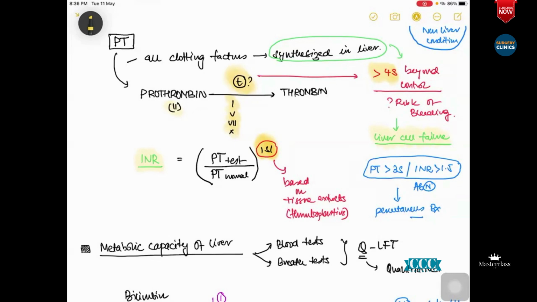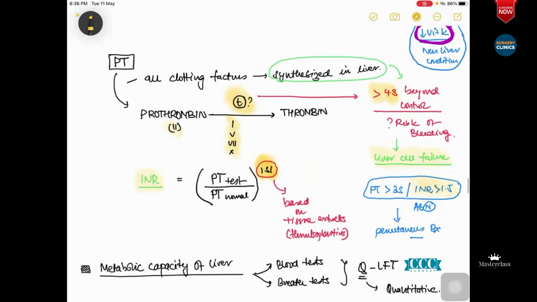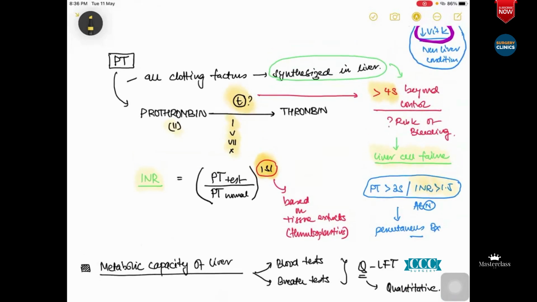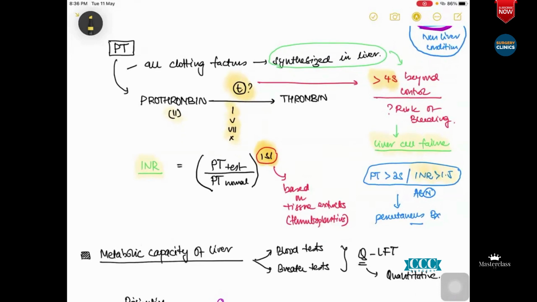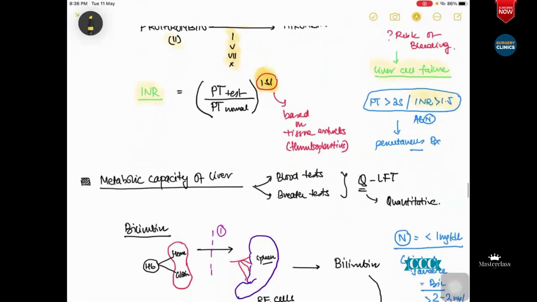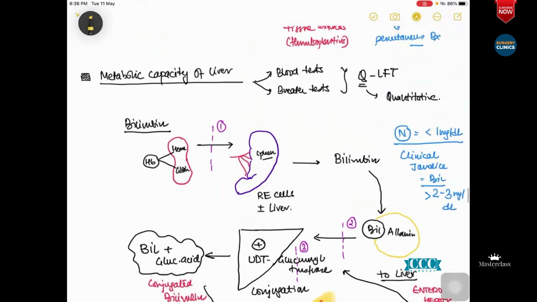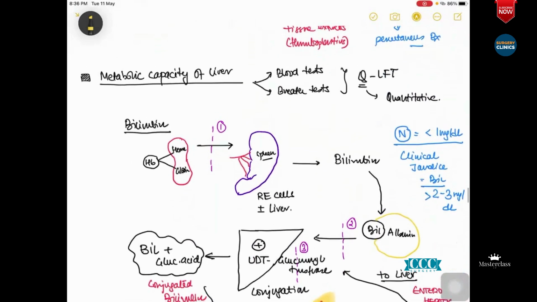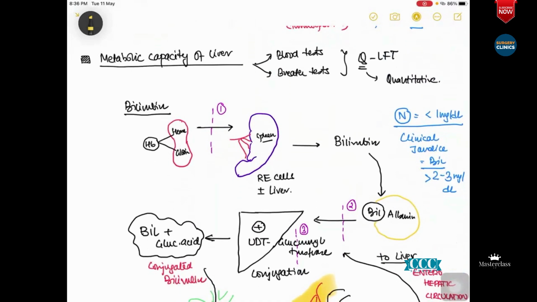Now you do this ratio, which the machine, your autoanalyzer, does for you, and you get your INR. Now, if you have an INR, it will need to be titrated every time, because there is a target INR which needs to be achieved when a patient is on drugs like warfarin. Now, there are tests which assess the metabolic capacity of the liver, because the liver generates a few things.